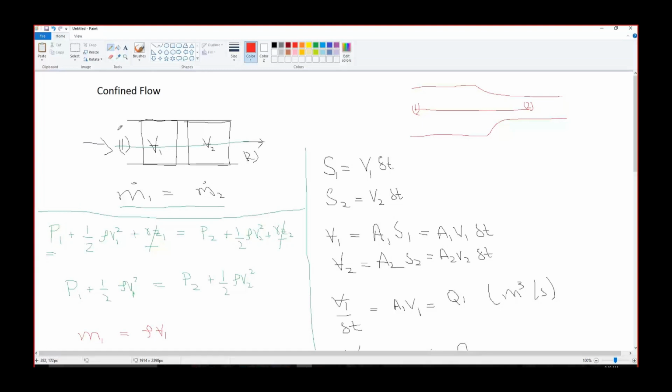If this is the scenario, uniform area, there is no change in area, the static pressure will remain the same throughout. But if there is change in geometry of the flow, if there is change in the geometry of the pipe or the channel, then there will be variation in the static pressure as well as the dynamic pressure.